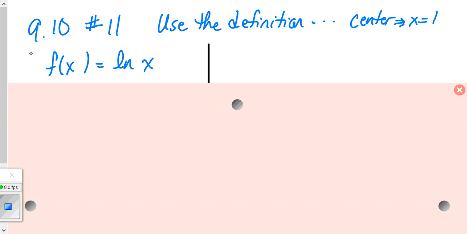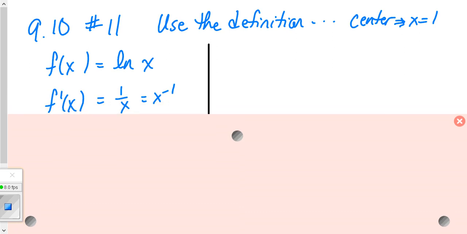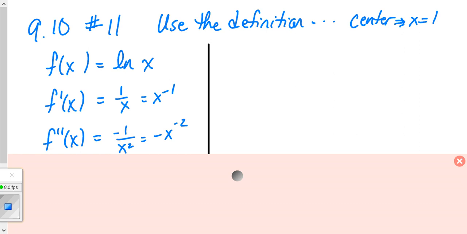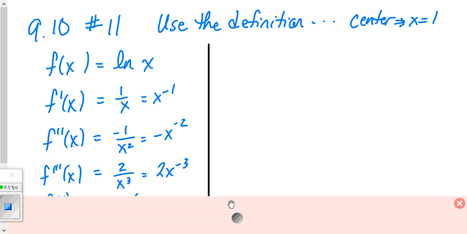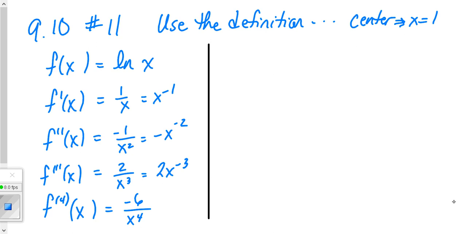Now, because I'm supposed to do this by definition, I know that I need to find some derivatives. I need to evaluate those derivatives at the center, and then plug them into the structure of a Taylor series. So what I've done so far is to take some derivatives. The derivative of natural log of x is 1 over x. You also could write that as x to the negative 1. And then when I continue to take derivatives, I'm basically just using power rule. I'm avoiding using quotient rule by doing a little bit of rewriting, and that is, in my opinion, strategically smart.